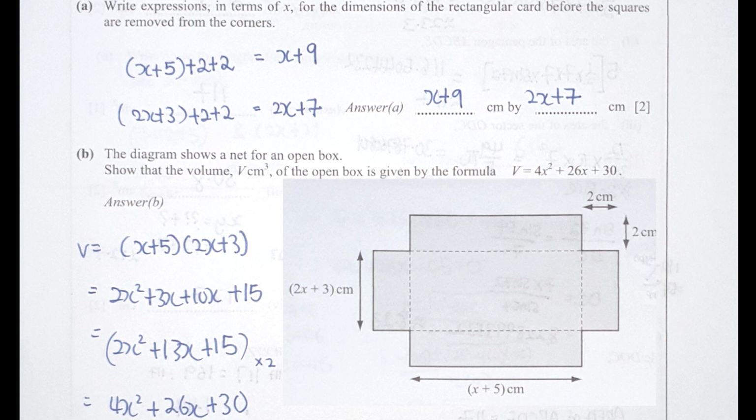The volume of this box is actually x plus 5 times 2x plus 3. You will get the final result of 2x squared plus 13x plus 15. Then multiply by 2, and you should be able to prove the equation above. So the 2 is actually the height of this box.